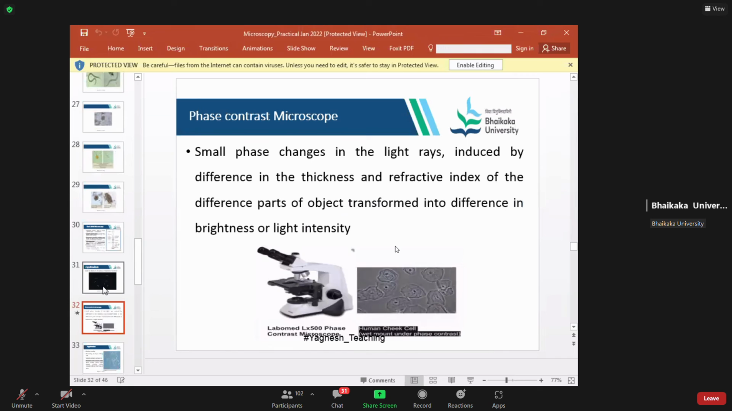Other method is phase contrast microscope. Now there are phase changes in the light rays induced by the difference in the thickness and refractive index of the different parts of the object. So all cells are reflecting differently. Remember, all cells are reflecting differently. So this difference between the objects can be transformed into a difference in the brightness of the light intensity.